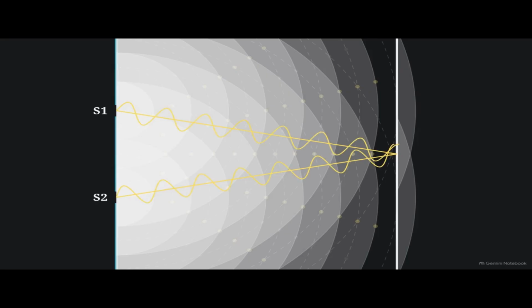Right in the middle of the screen, the waves from both slits travel the exact same distance. They arrive in phase, crest to crest, creating a strong central bright fringe. The physical overlapping of these identical waves creates an alternating pattern of light and dark fringes across the viewing surface.